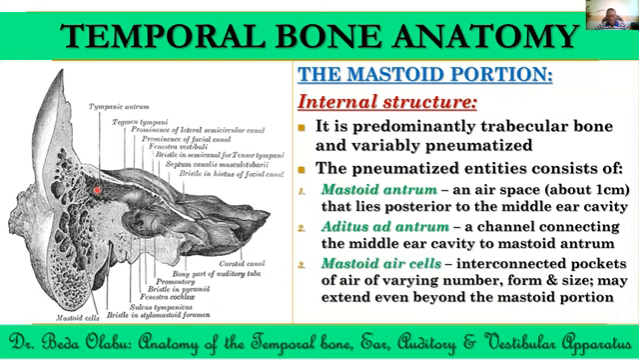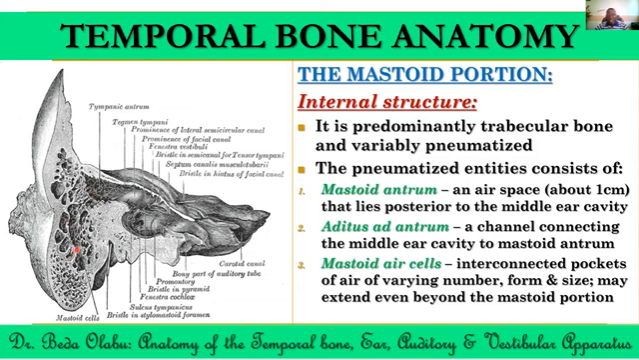But we have what we call the mastoid air cells. If we are at the level of the mastoid antrum, the floor of the mastoid antrum has communications with the mastoid air cells. So mastoid air cells communicate with the mastoid antrum. The floor of the mastoid antrum has communications with the air cells.